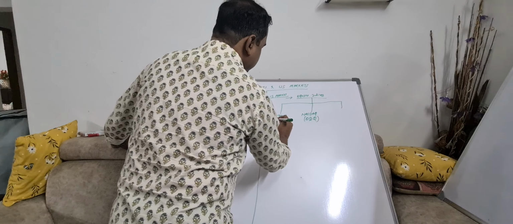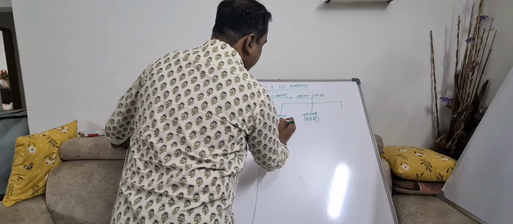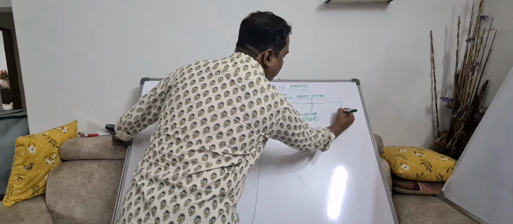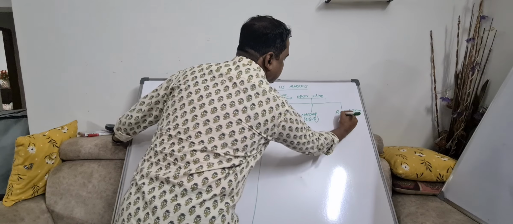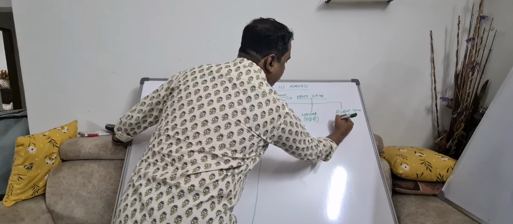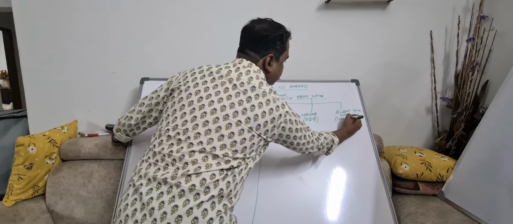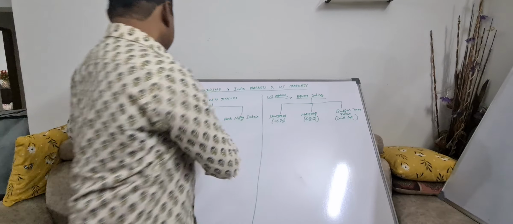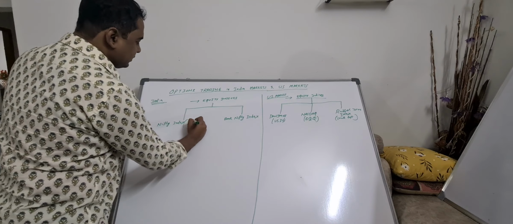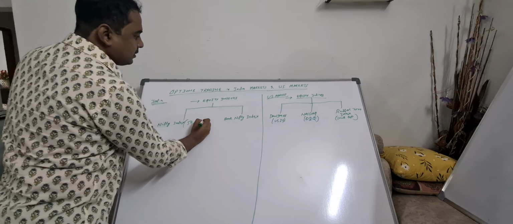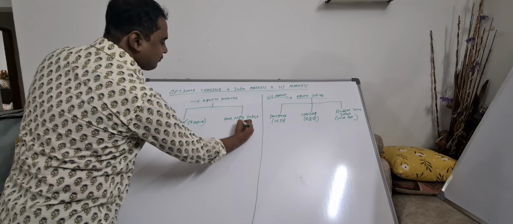Dow Jones is the US 30 stocks. And then Russell 2000. The Russell 2000 index is called the small cap index. When we talk about the Nifty index, there are 50 companies. And the Bank Nifty index comprises 12 banks.